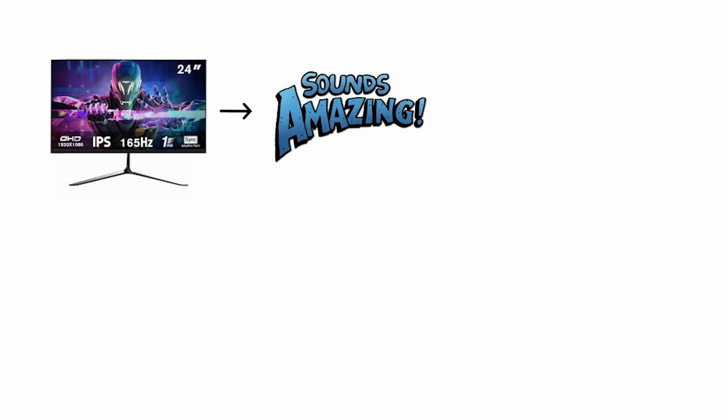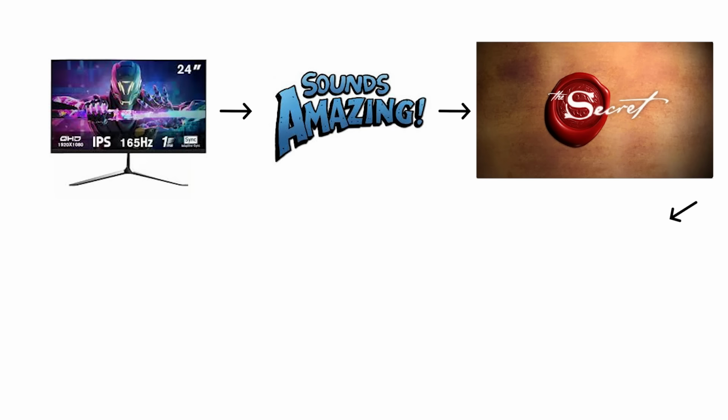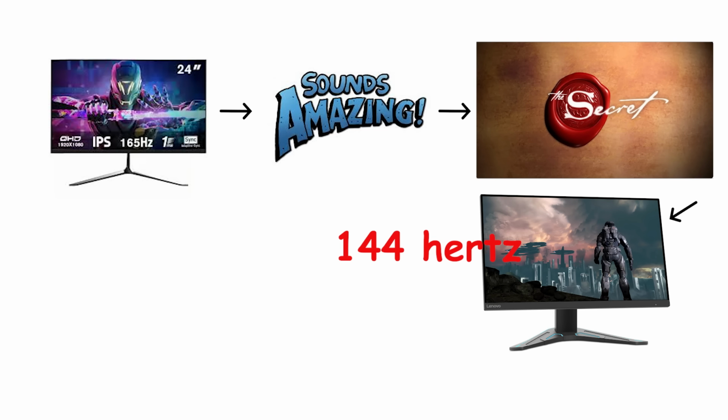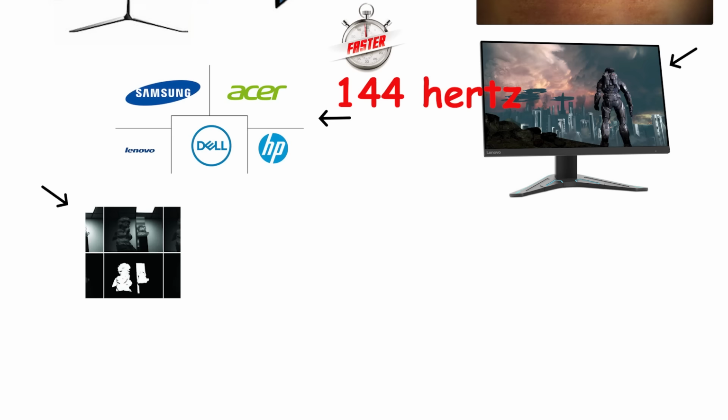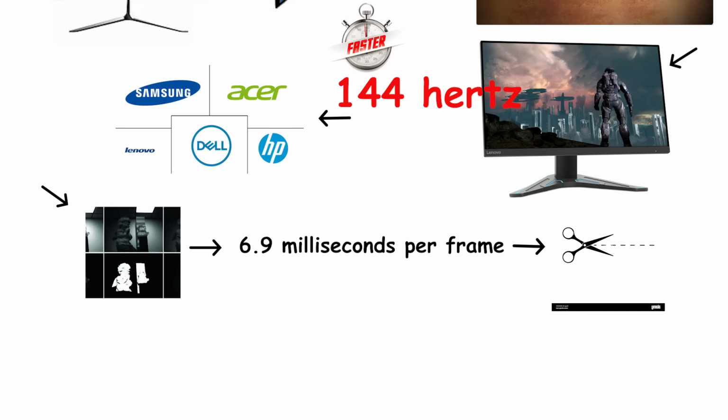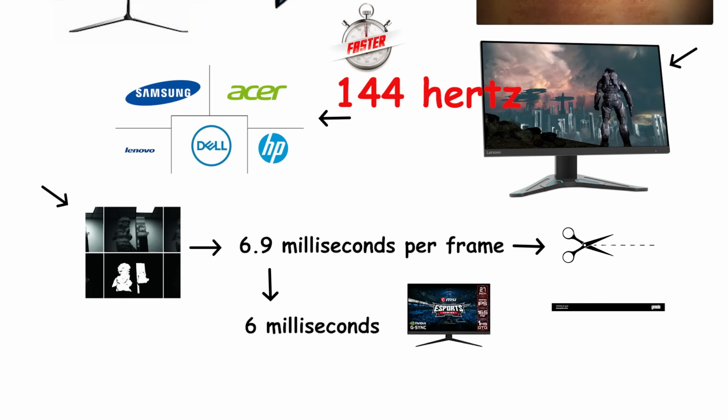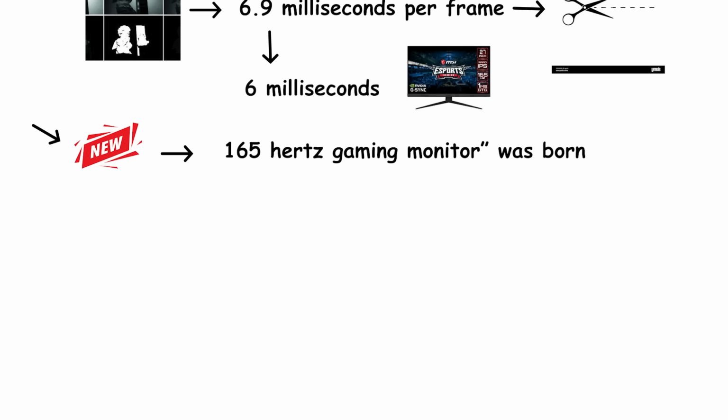165 Hz sounds impressive, but here's the secret. Most of these panels are just 144 Hz models pushed a little faster. Manufacturers realized that if a panel could reliably handle 6.9 milliseconds per frame, shaving that down to 6 milliseconds was mostly a firmware tweak, a new sticker. And thus, the 165 Hz gaming monitor was born.